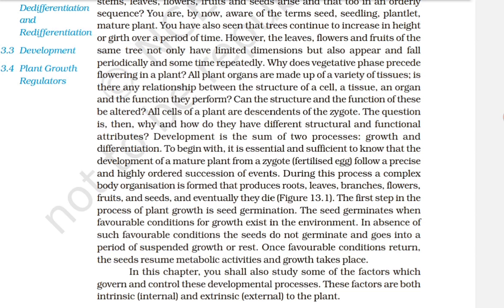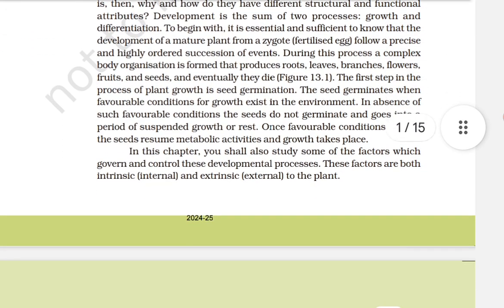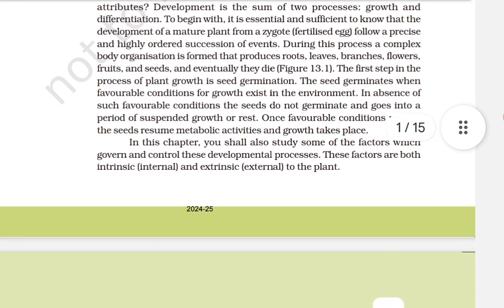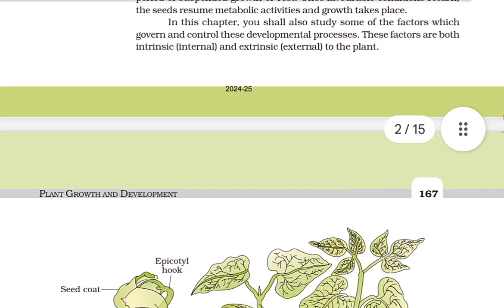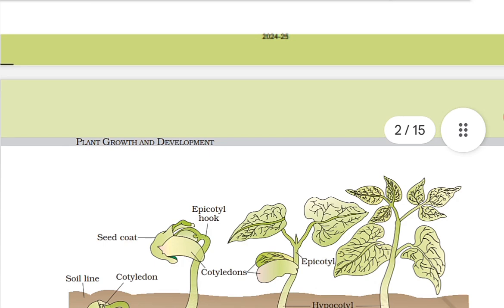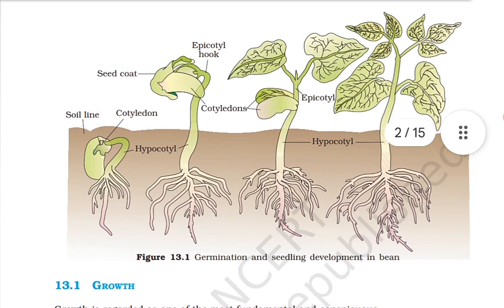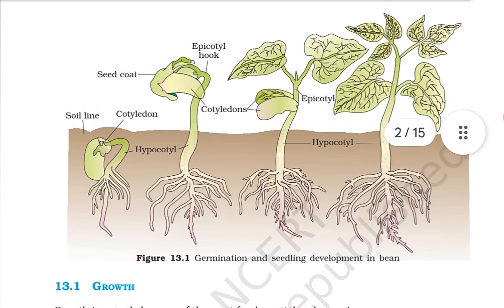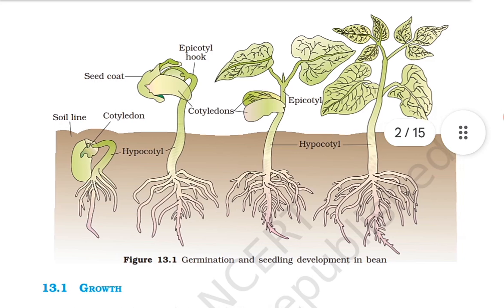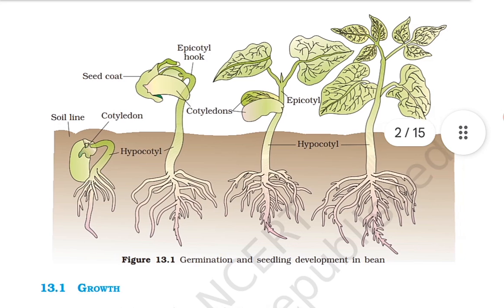Development is the sum of two processes, growth and differentiation. To begin with, it is essential and sufficient to know that the development of a mature plant from a zygote, that is the fertilized egg, follows a precise and highly ordered succession of events. During this process, a complex body organization is formed that produces roots, leaves, branches, flowers, fruits and seeds, and eventually they die. The first step in the process of plant growth is seed germination.